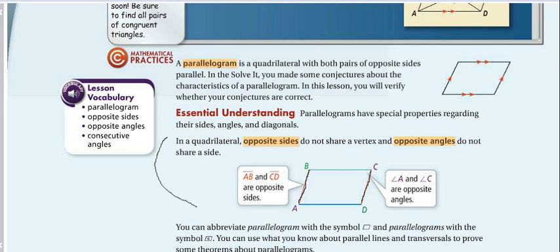And it's the same thing for angles. A and C are opposite angles, and B and D are also opposite angles. When angles are on the same side, sharing a side, that's what we call consecutive. So AB and AD would be consecutive sides. A and B would be consecutive angles, but when they are opposite of each other, that's when we call them opposite angles. And so we're going to use these definitions for some theorems that we have.